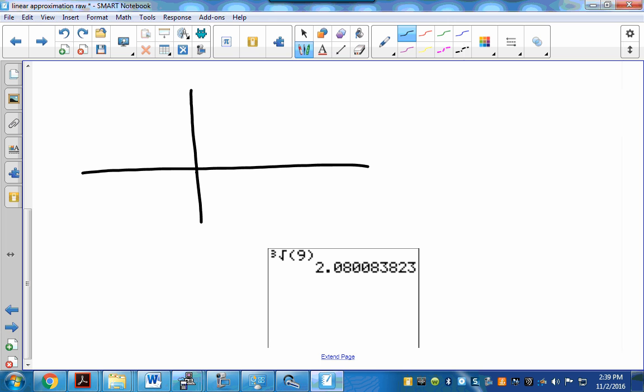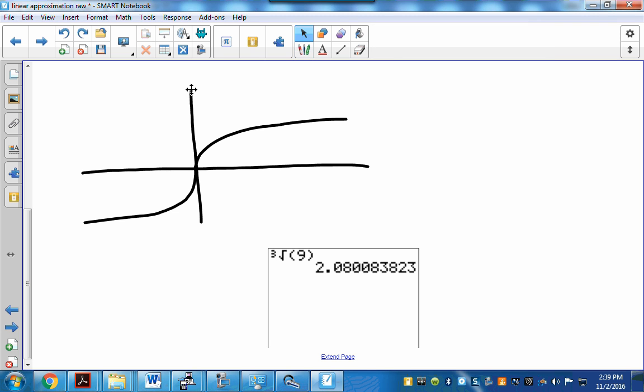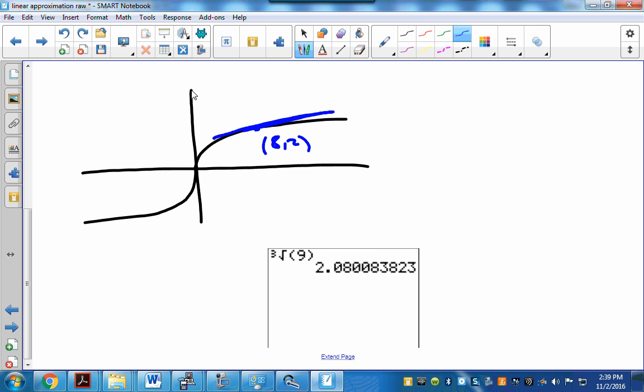Here's the graph. Here's the point on the graph, (8, 2). And sure enough, the tangent line is above the graph. The tangent line approximation would be too big. If we were over here, would the tangent line approximation be too big or too small? Too small. The tangent line is below the graph.